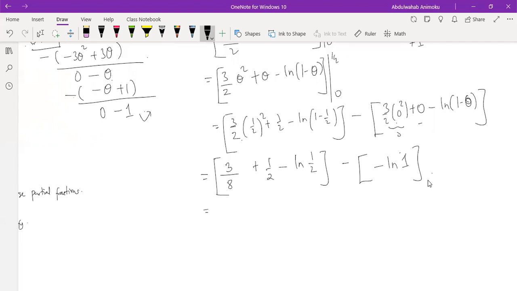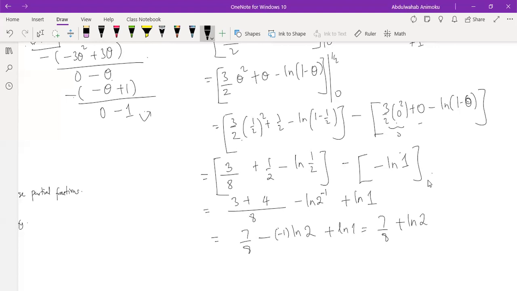Okay. So I think it is quite clear now. What we need to do is just simplify this expression. So with 8 here, this is 3 plus 4, then minus ln 2 raised to the power minus 1 plus ln 1. Okay. Now this gives us 7 over 8 minus, so we can bring the minus 1 here, ln 2 plus ln 1. So this is just 7 over 8 plus ln 2 plus ln 1. This is going to be ln 2 times 1, which is 7 over 8 plus ln 2. So this would be your final answer to the problem.